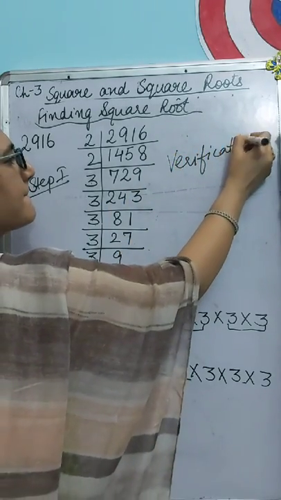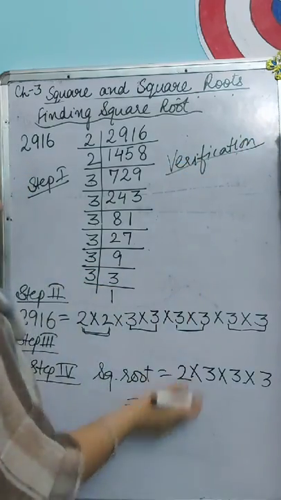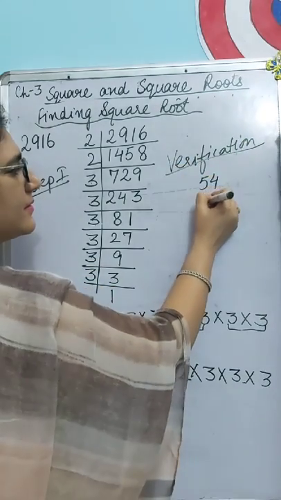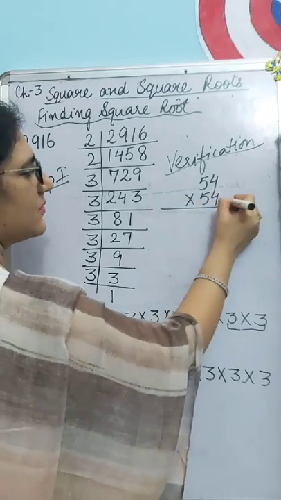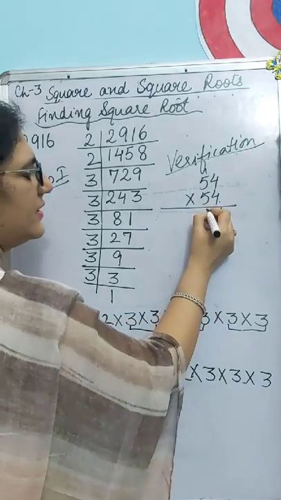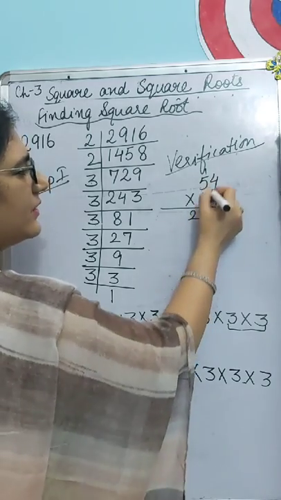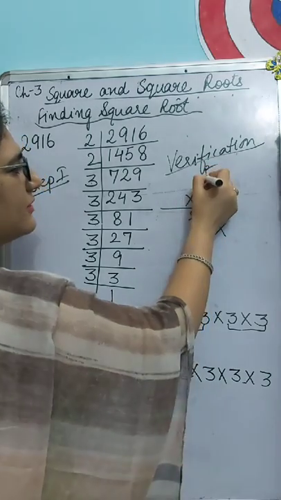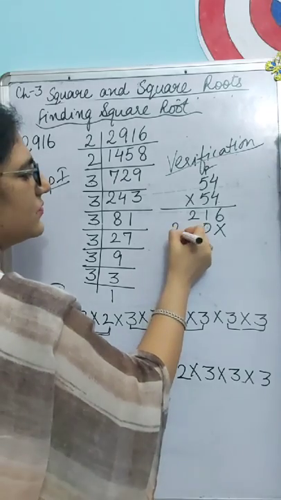Verification. Answer is 54. Let's check. Multiply it. 4 4s are 16, 1 carry. 5 4s are 20 and 1, 21. Here 5 4s are 20, 2 carry. 5 halves are 25, 25 plus 2, 27.